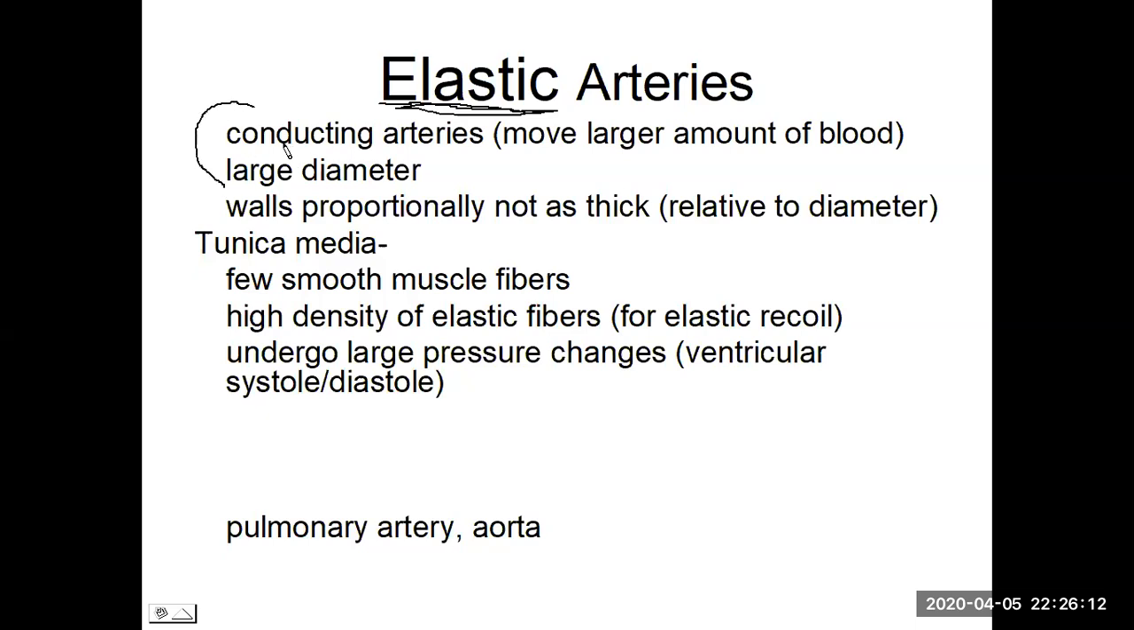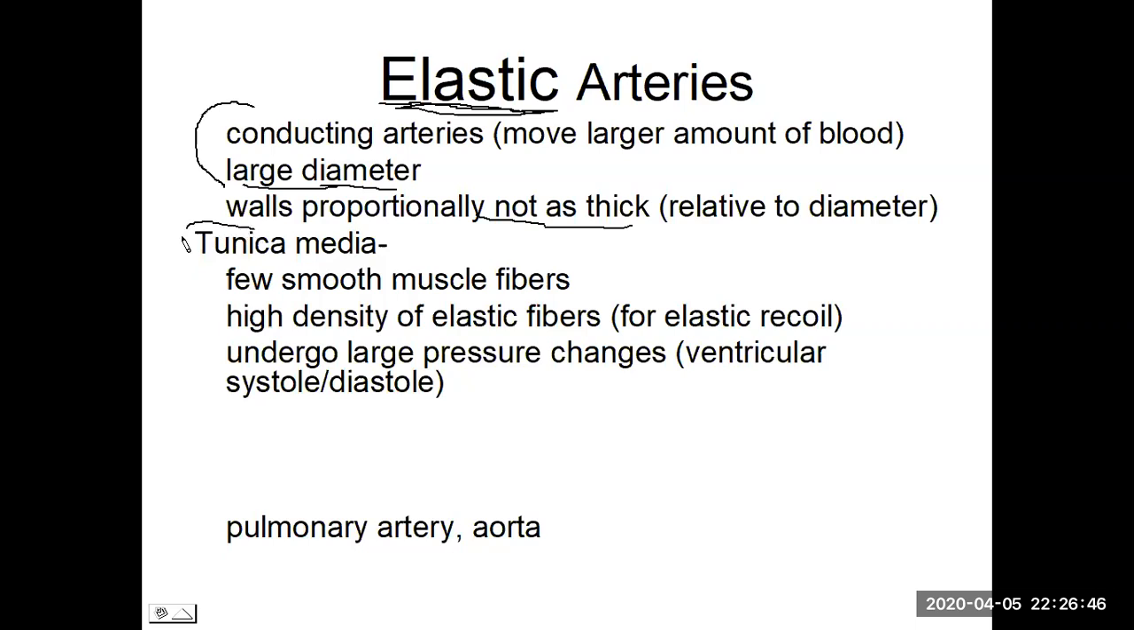They're the biggest size arteries. So they have a very big diameter to their lumen, and transport a large amount of blood because of that size. However, in proportion to their large luminal size, their tunic layers are not as thick when compared to other types of arteries. So in this case, we're sacrificing the thickness of the walls in favor of the diameter of the lumen, the size of the tube.